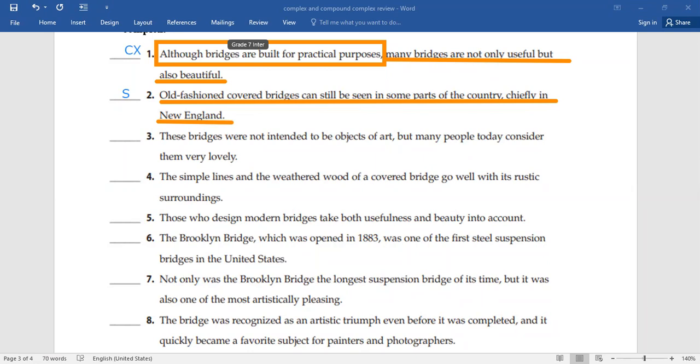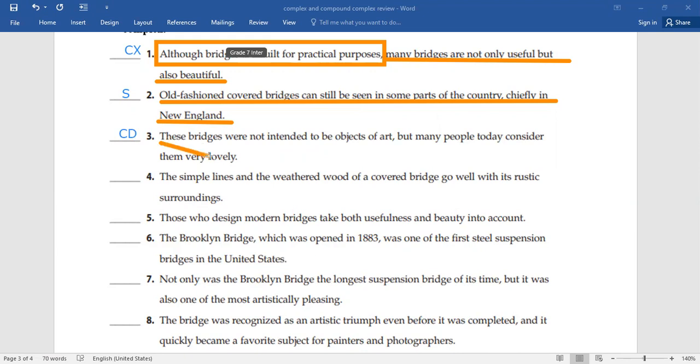Go ahead, Rahma. The bridges were not intended to be objects of art, but many people today consider them very lovely. Great. This is a compound sentence. Perfect, Rahma. We would say that it's a CD, or compound. And how many independent clauses do you have here? Two. All right, two independent clauses. Great. And what are they?